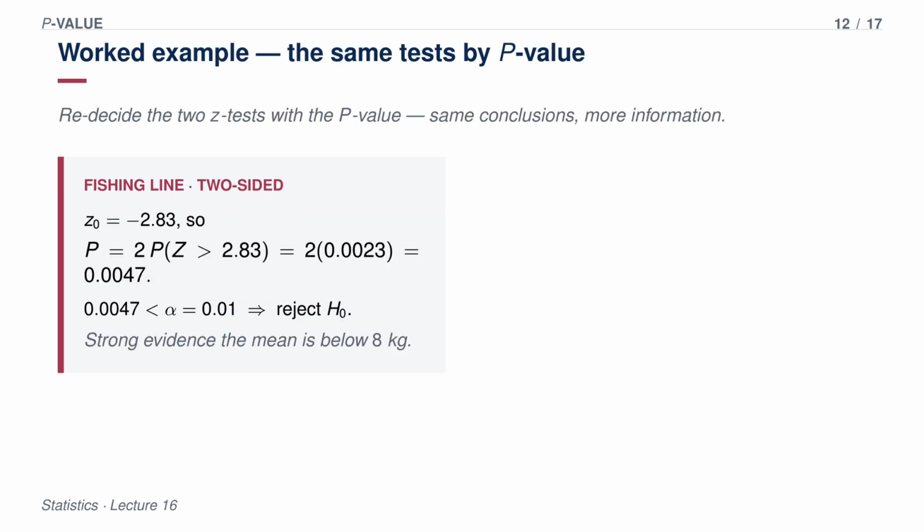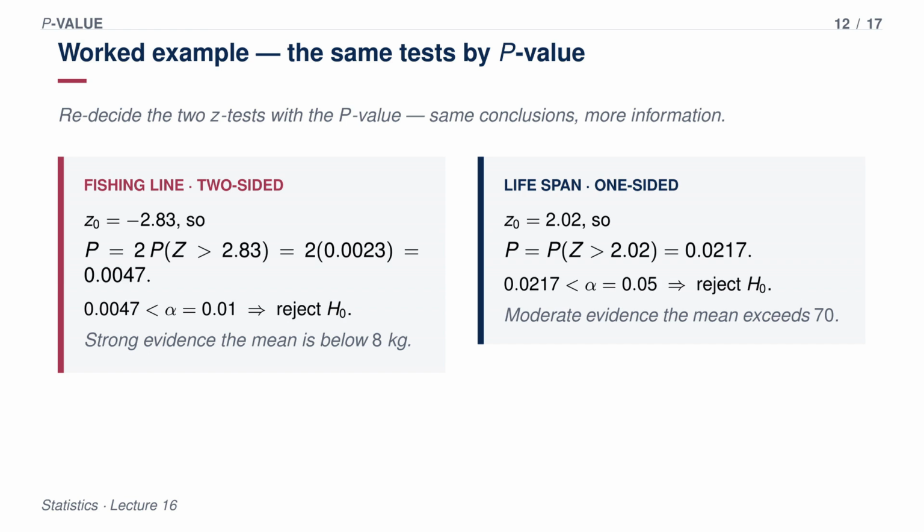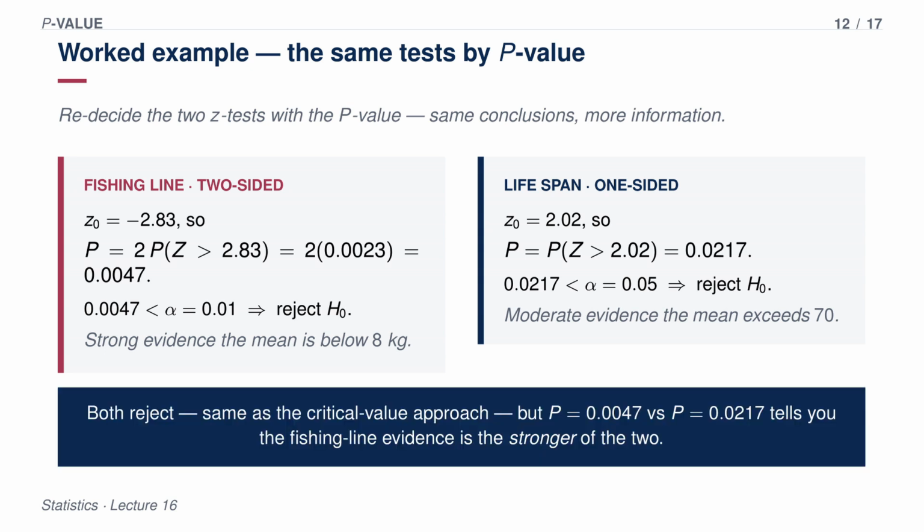Let's redecide our two z-tests by p-value. The fishing line, z-naught was minus 2.83, so p is 2 times the probability z beats 2.83. That's about 0.0047, below alpha of 0.01, so reject. And the lifespan, z-naught was 2.02. So p is the probability z beats 2.02, about 0.0217, below 0.05, so reject. Both reject, same verdicts as the critical value approach.